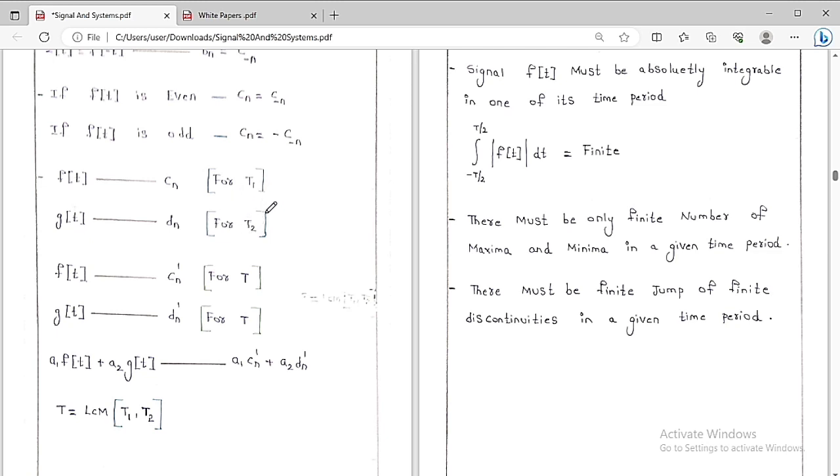So on the same time period, I need to figure out the Fourier series coefficients: f of t has the coefficient Cn dash for time period T, and g of t has the coefficient Dn dash for time period T. For the common time period, I need to figure out these coefficients. Now we form a1 f of t plus a2 g of t. It will have the resultant Fourier series coefficient a1 Cn dash plus a2 Dn dash, where the overall time period is the LCM of the individual time periods.